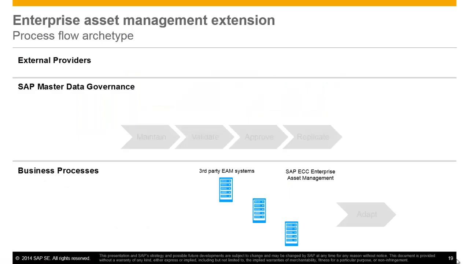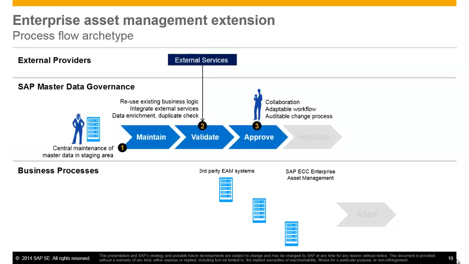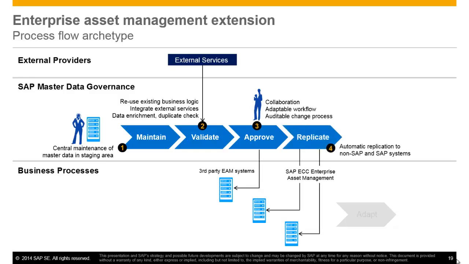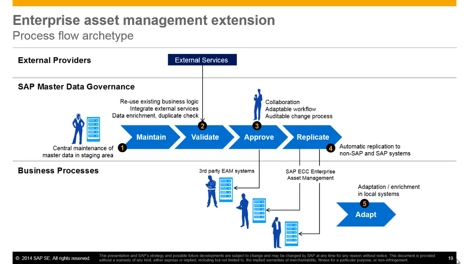So what I'm going to talk through right now is the Enterprise Asset Management extension and what that process flow archetype looks like. Okay, so if you look at the typical maintenance process in MDG, the process usually will start when a user requests new master data or changes to existing master data, or when changes to that master data are requested through data flow into the system through an API. So at this moment, the so-called MDG change request is created.